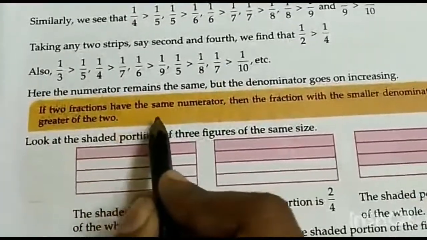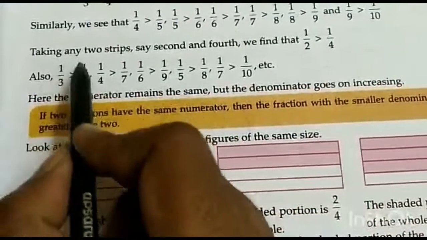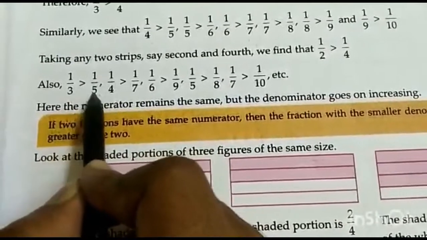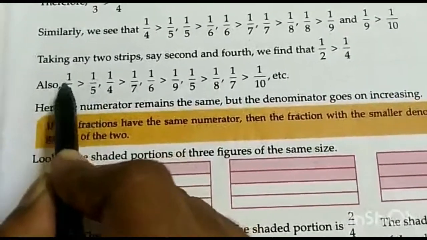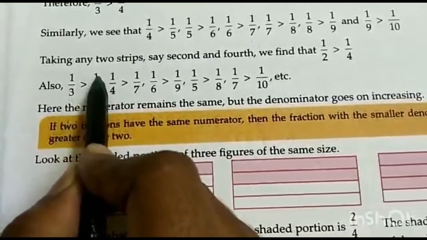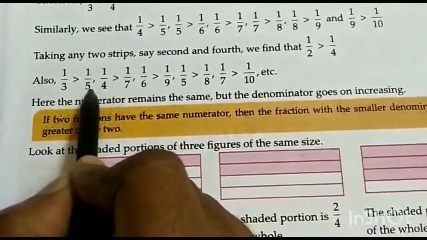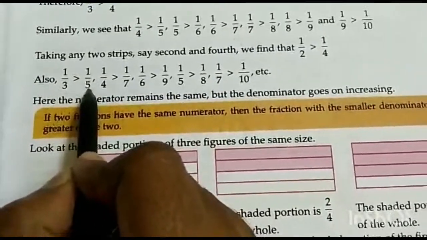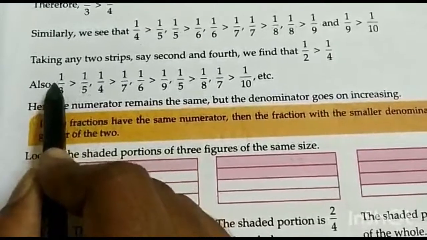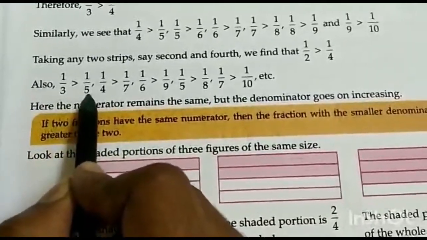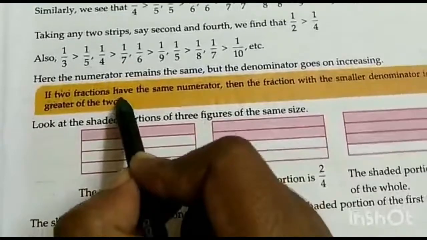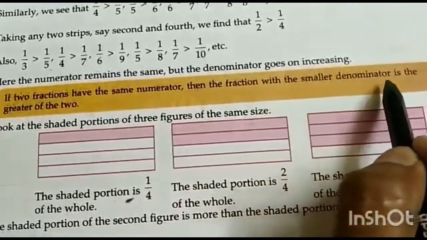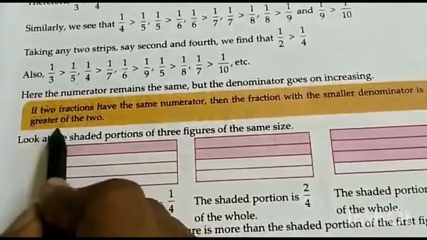Here, if two fractions have the same numerator, like 1 by 3 and 1 by 5, the numerator is the same, but the denominators are different. If the numerators are the same and the denominators are different, then the fraction with the smaller denominator is the greater of the two. Here the numerator is the same, 1 and 1, but the denominators are different. Here we have one rule: if two fractions have the same numerator, then the fraction with the smaller denominator is the greater of the two.